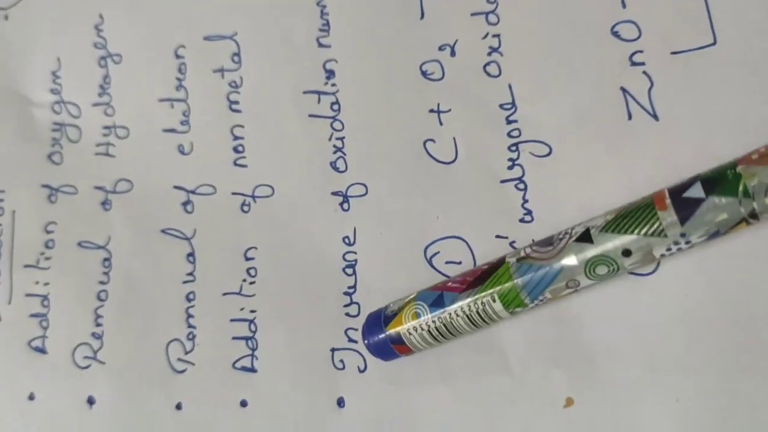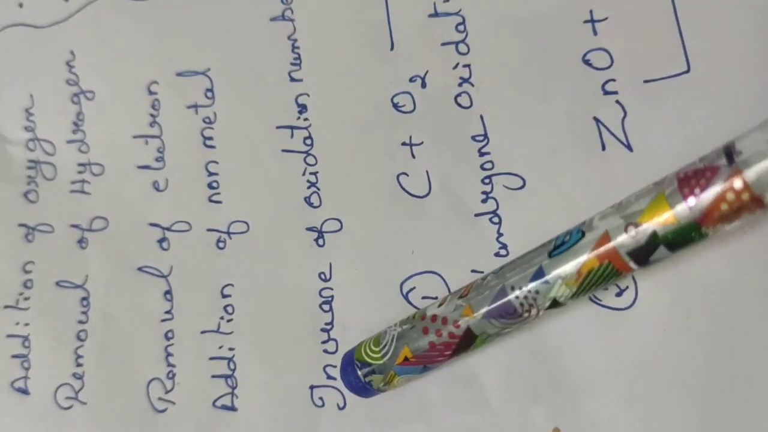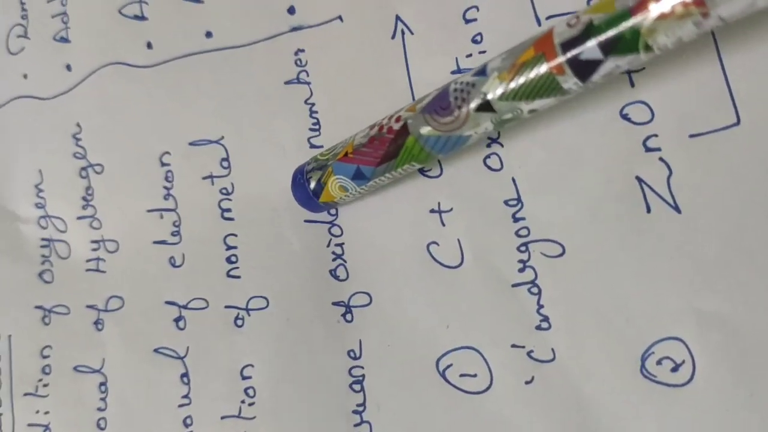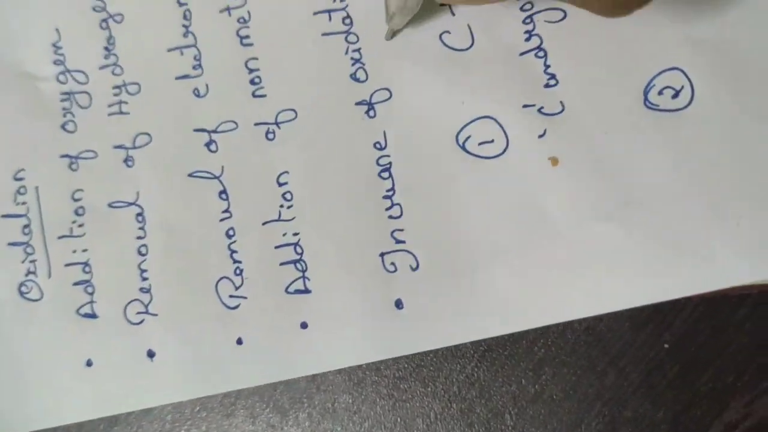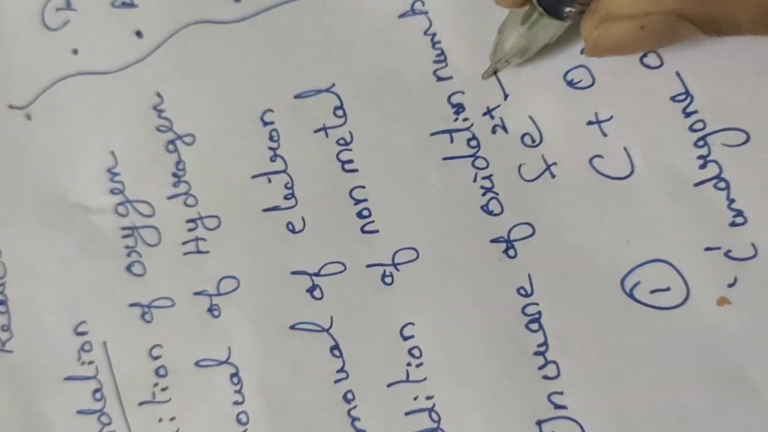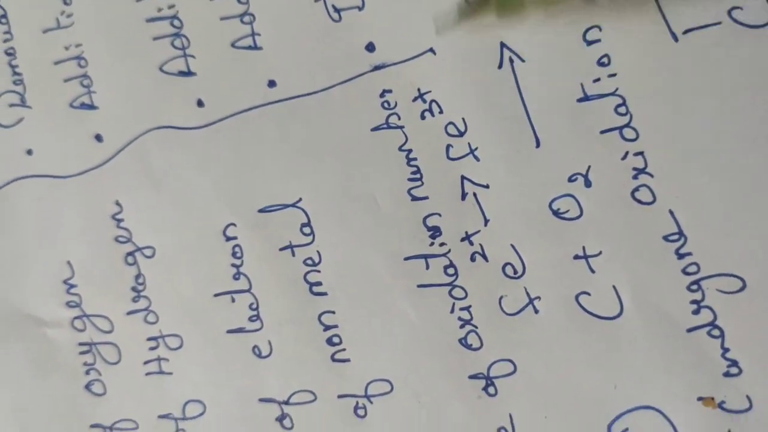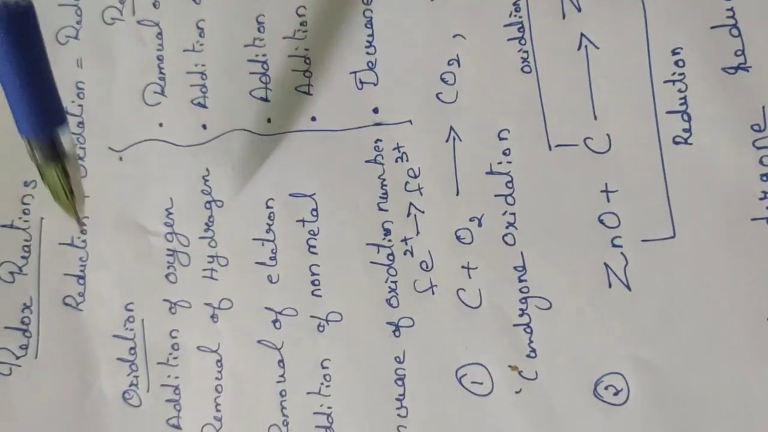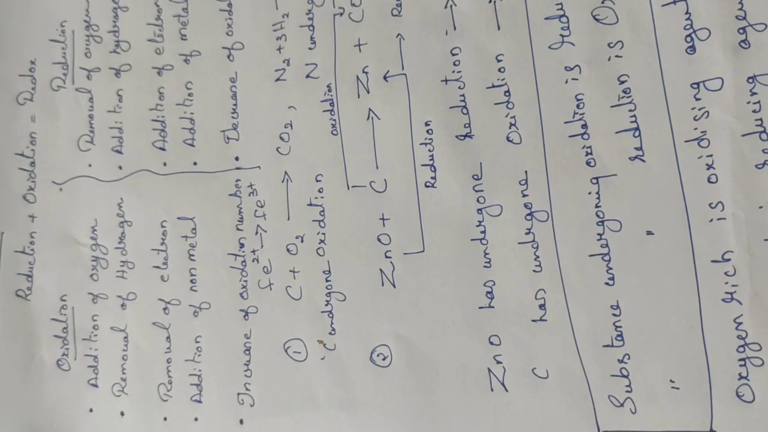In higher classes, you may see oxidation numbers like Fe2+, Fe3+. If the oxidation number increases, we call it oxidation. If the oxidation number is getting reduced, we call it reduction. Oxidation number means the number written above like this. So Fe2+ going to Fe3+ means it is oxidation. When the reverse happens, it is reduction. So is that clear for you? Oxidation and reduction is clear, I think. After the video, I will put the notes. You can take the notes also.